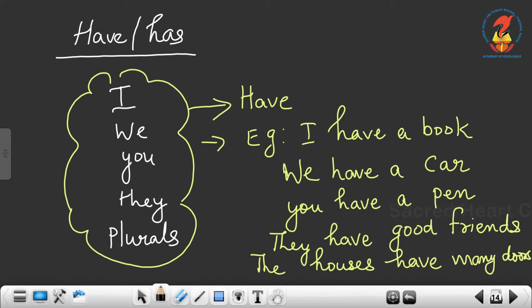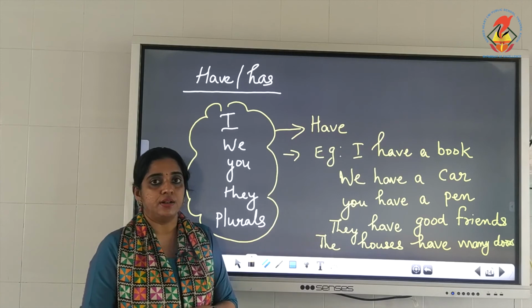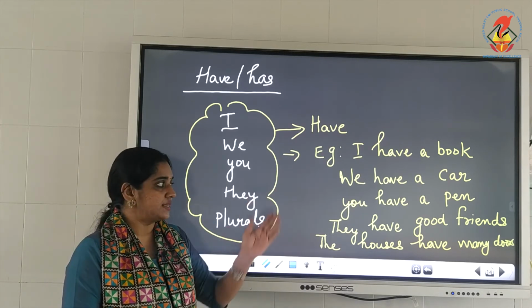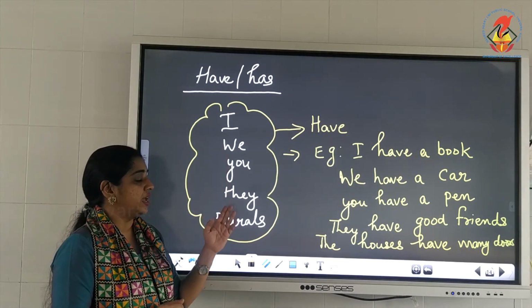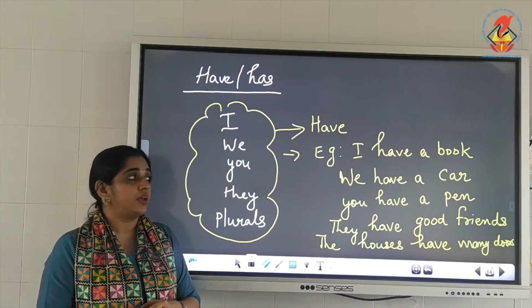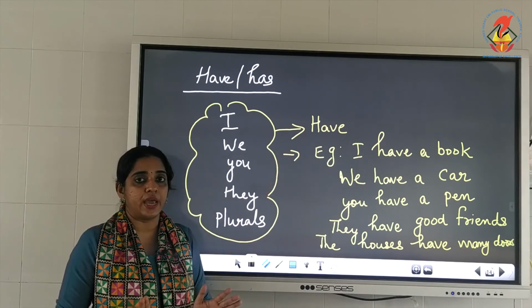Okay. Example, see, I have a book. We have a car. You have a pen. They have good friends. The houses have many doors. So make it a point that for all these examples, you can see that the words I, we, you, they and all plurals are using the word have, only have.